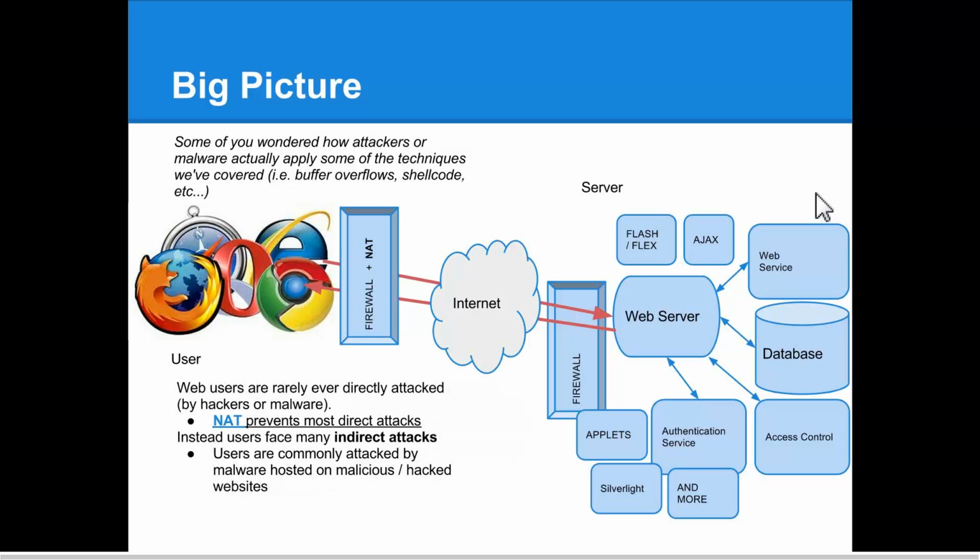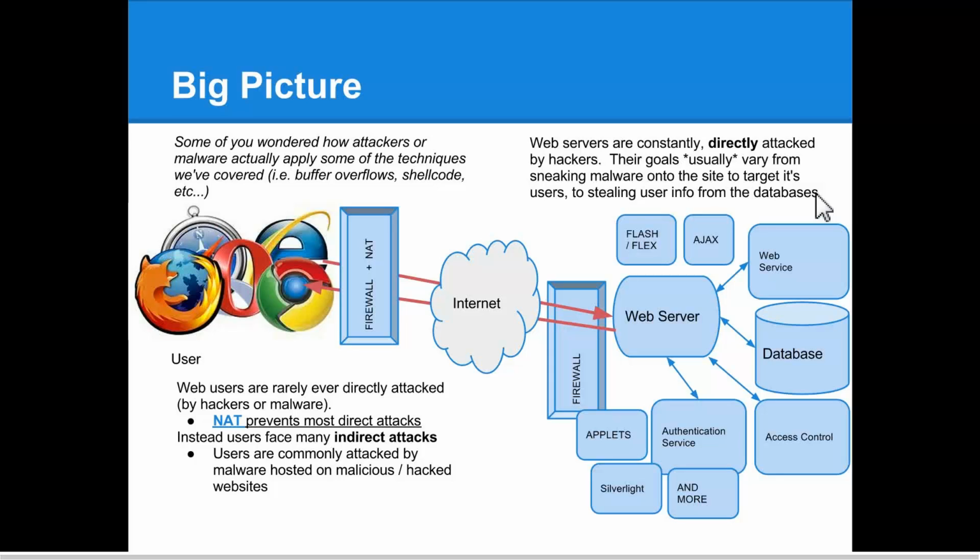So like I said, users are rarely ever attacked directly by hackers or malware, as the NAT prevents most direct attacks. Instead, users commonly face many indirect attacks in that they are attacked by things that are perhaps hosted on good websites that were just vulnerable, and a hacker broke in and put some malware somewhere. Perhaps it's a cross-site scripting attack that will attack you whenever you visit that page or that content, and perhaps do things like steal your session ID.